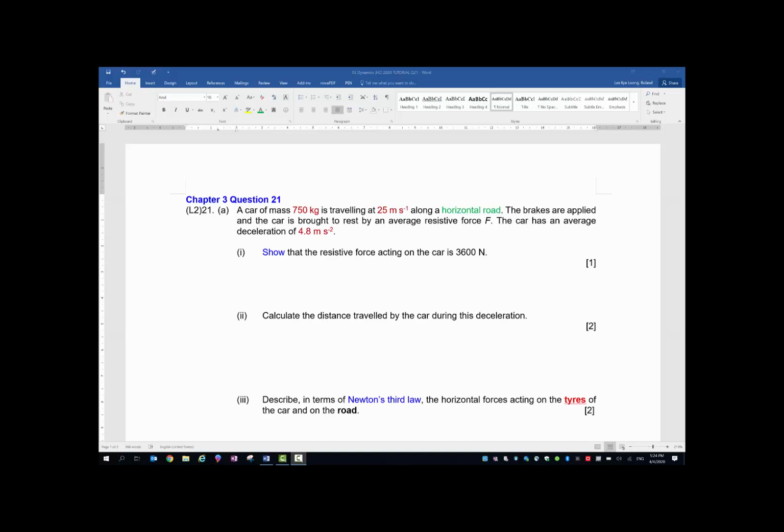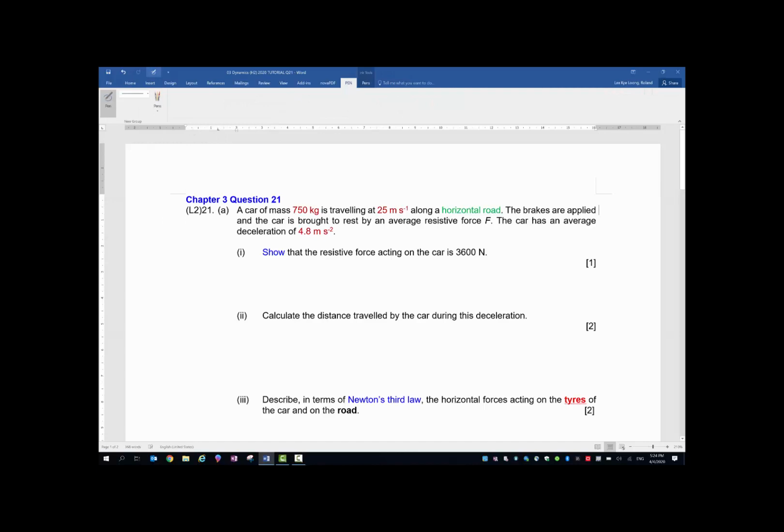So a car of mass 750 kilograms traveling at 25 meters per second along a horizontal road. The brakes are applied and the car is brought to rest by an average resistive force F. The car has an average deceleration of 4.8 meters per second squared. So we step on the brake and the car slows down till eventually it reaches zero.